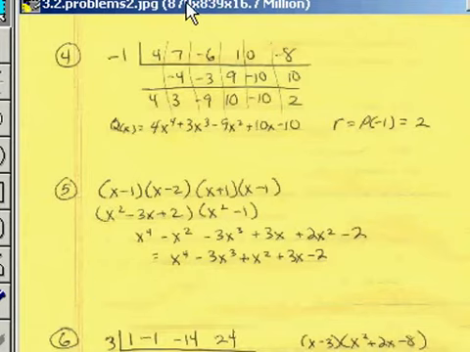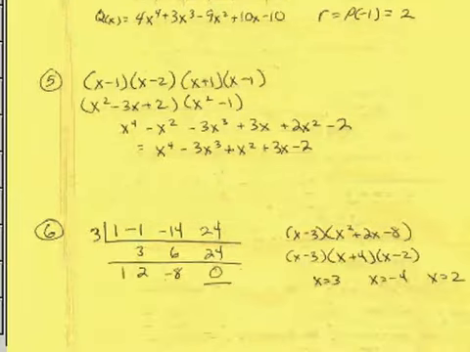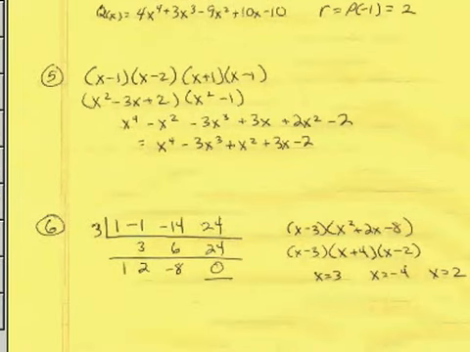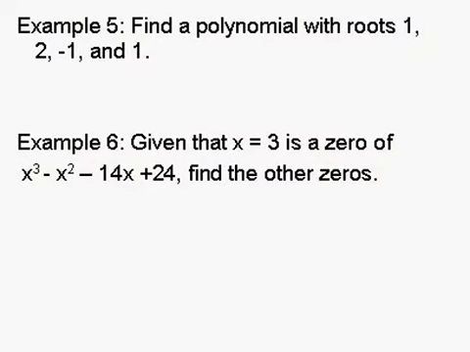We're going to have one more, example 6, which is here, but let's go back and see what the problem was. Given that x equals 3 is a 0 of this polynomial, find the other zeros. So what I'm going to do, since I know it's a 0, I can do synthetic division and find the quotient. The remainder will be 0, which will be a good check on our work, and we'll find the quotient and be able to use that to factor and find the other zeros.